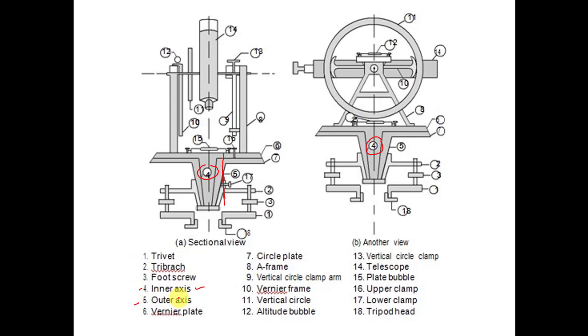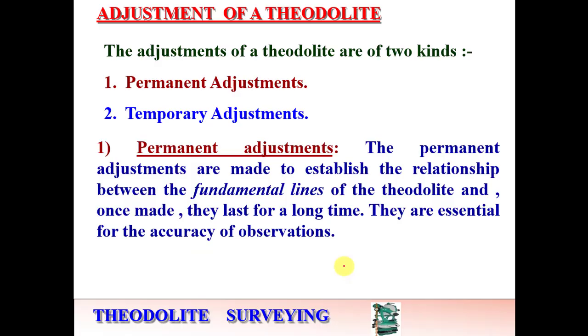Okay, if the inner axis and outer axis are not parallel, then whichever company made this theodolite, it will be a defective piece, and through it whichever reading we deal with will give a false answer. Okay, so we are moving to another slide.